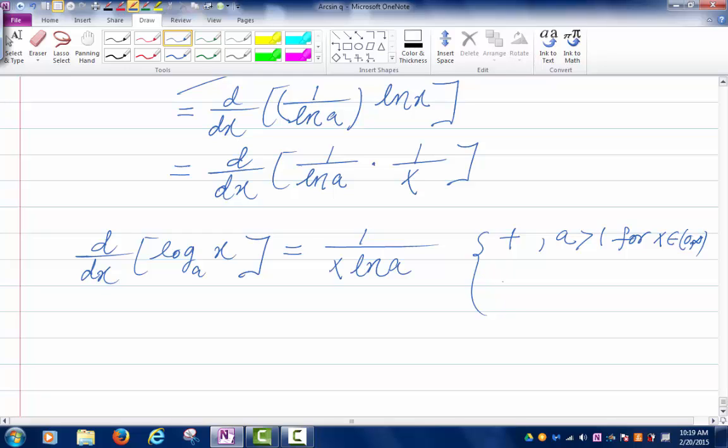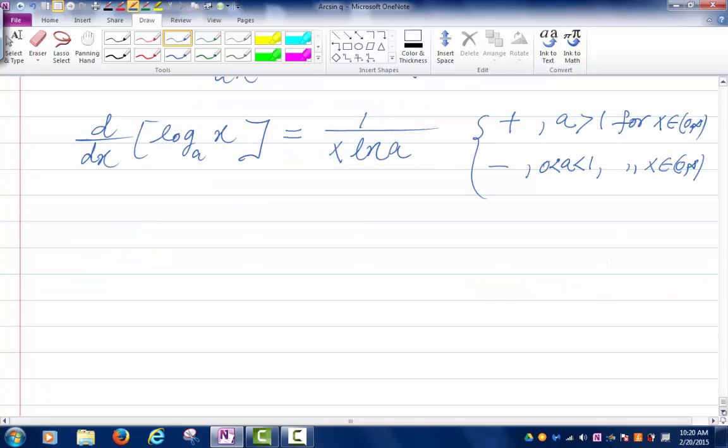Okay, and this derivative is always negative no matter what x is when a is between 0 and 1, for x in the domain of the log function. So my point is the derivative is always positive if you have a number a which is greater than 1, and it's negative in the other case, which means that in one case it's increasing, the other case it's decreasing.